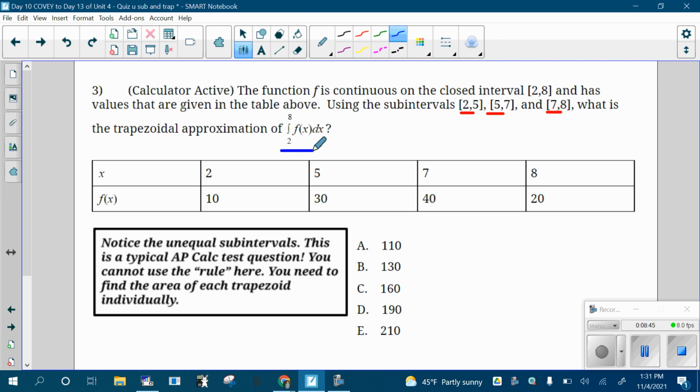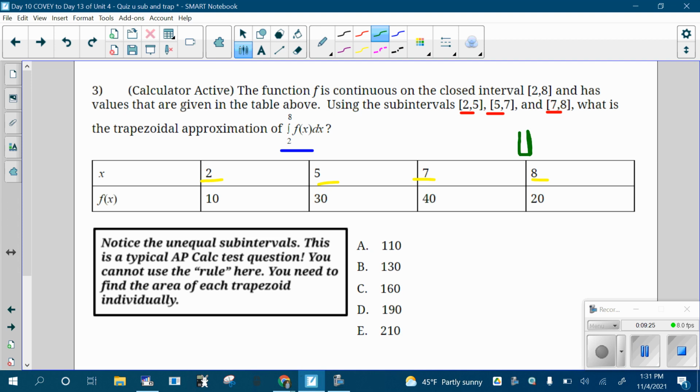The AP likes to ask a question like this for a couple of reasons. First, they don't tell you the function. So there's no option of typing the definite integral in your calculator or finding the antiderivative by hand. They don't even tell you what the function is. All you know about it is this table. So you really are estimating the area under the curve, because you don't even know what the function is. The other thing that's interesting about it is that the x values they give you aren't evenly spaced. So if you drew this out and tried to draw some trapezoids, they wouldn't be drawn very well.